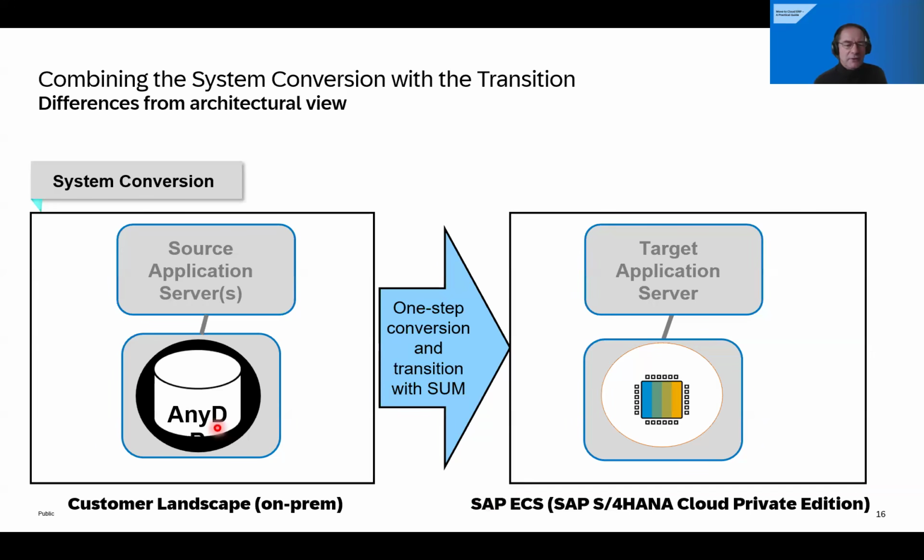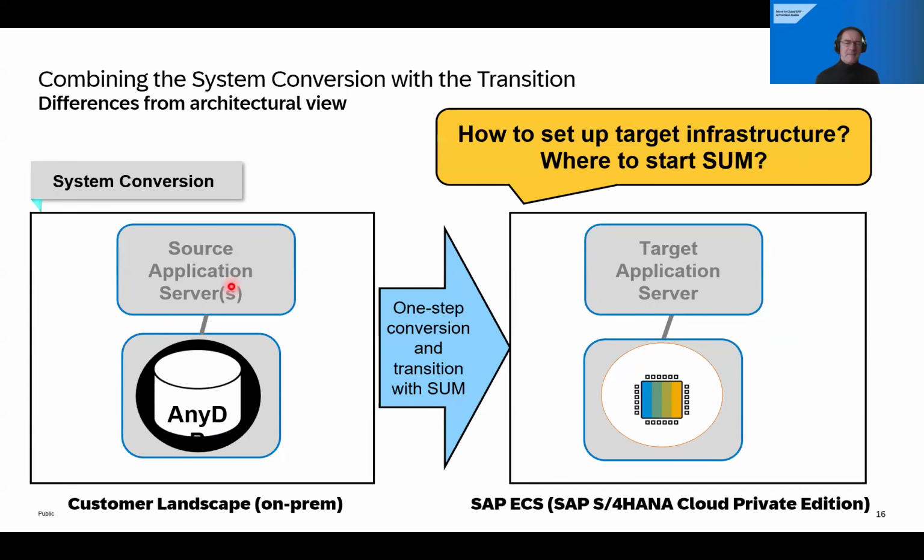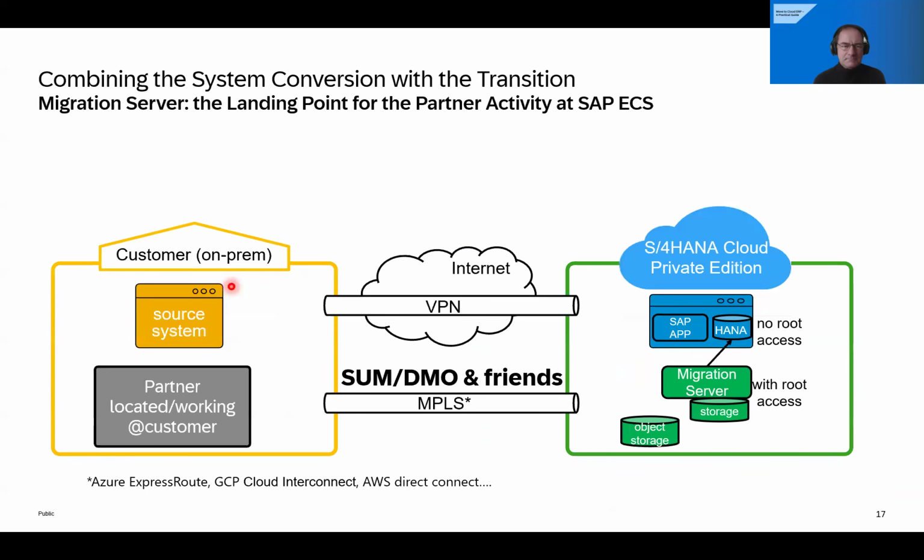Left-hand side, sorry, this should read any DB, so any database. It can be HANA, it does not have to be HANA. And it's about the application server level as well, as already mentioned. And so the question is, how is the target infrastructure set up? Who's doing what? And where does the partner start the software update manager? That shall be illustrated in the following.